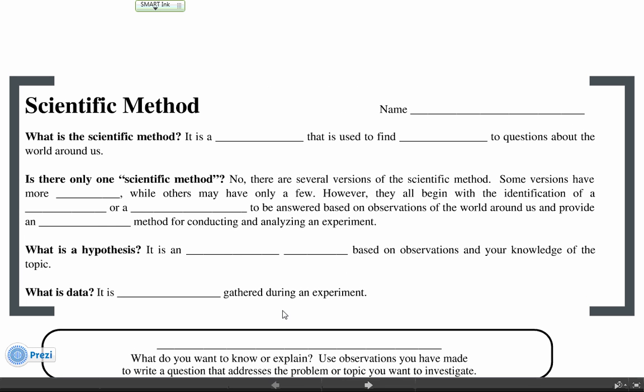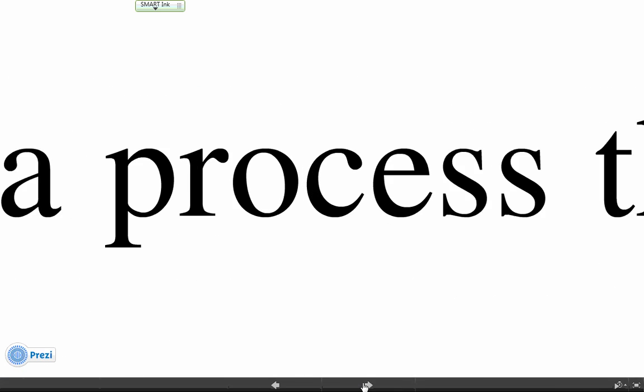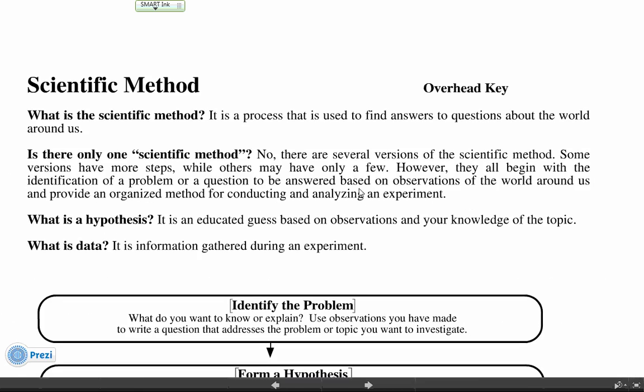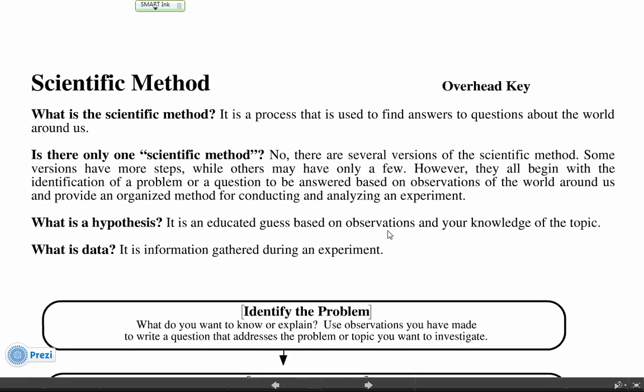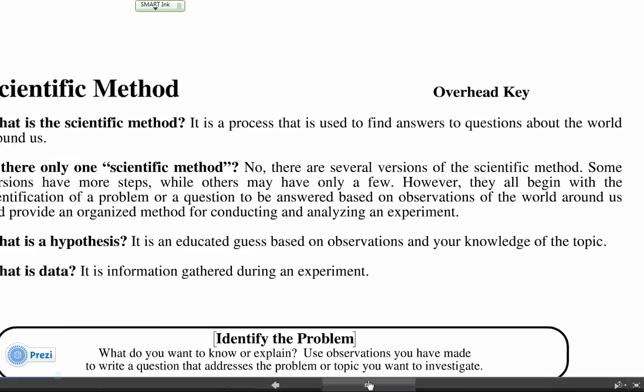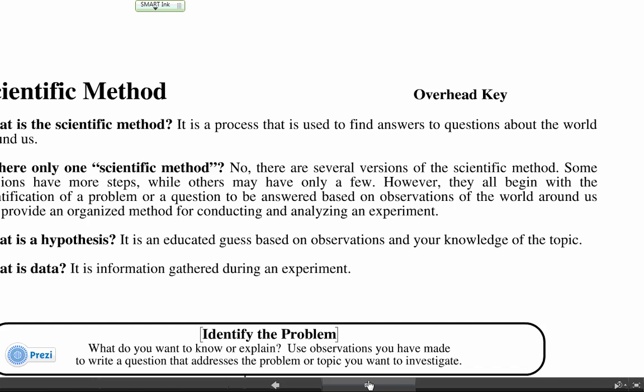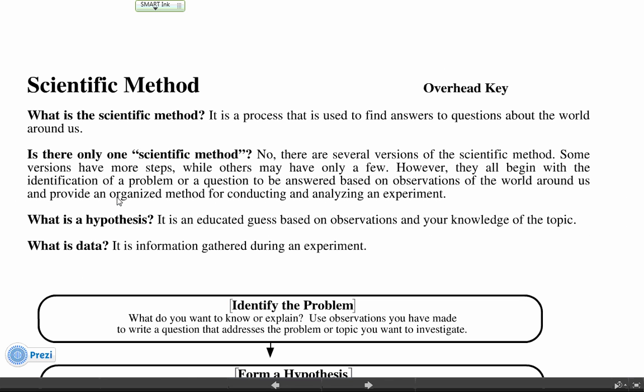What is the scientific method? It is a process that is used to find answers to questions about the world around us. Is there only one scientific method? No, there are several versions of the scientific method.